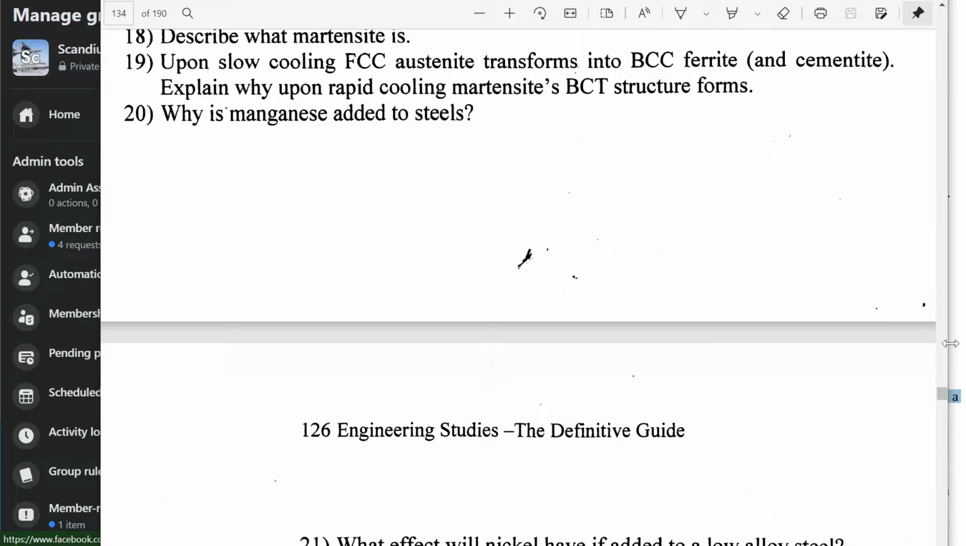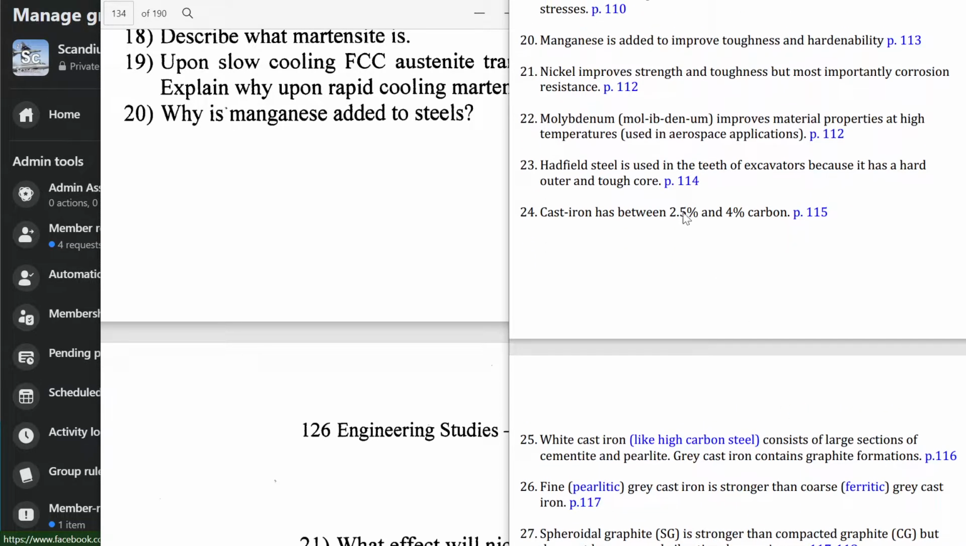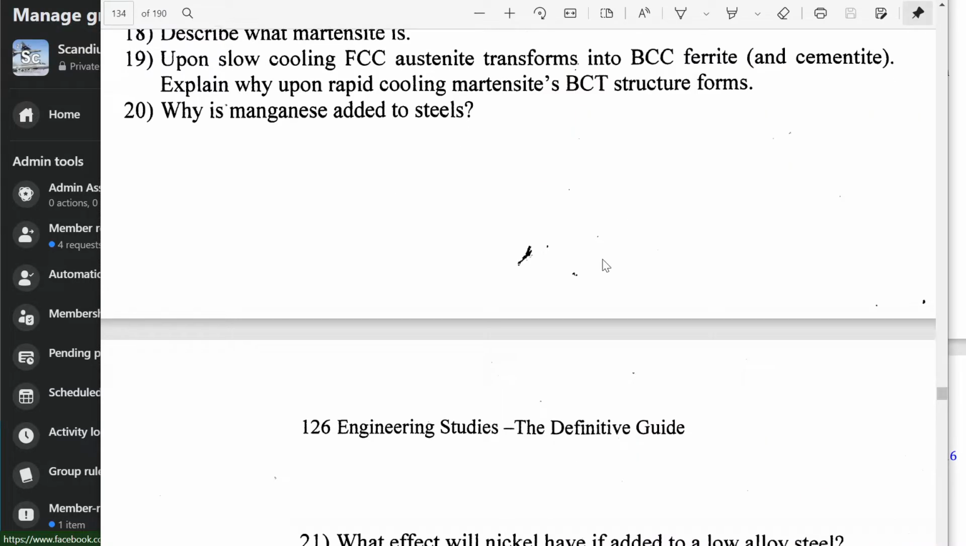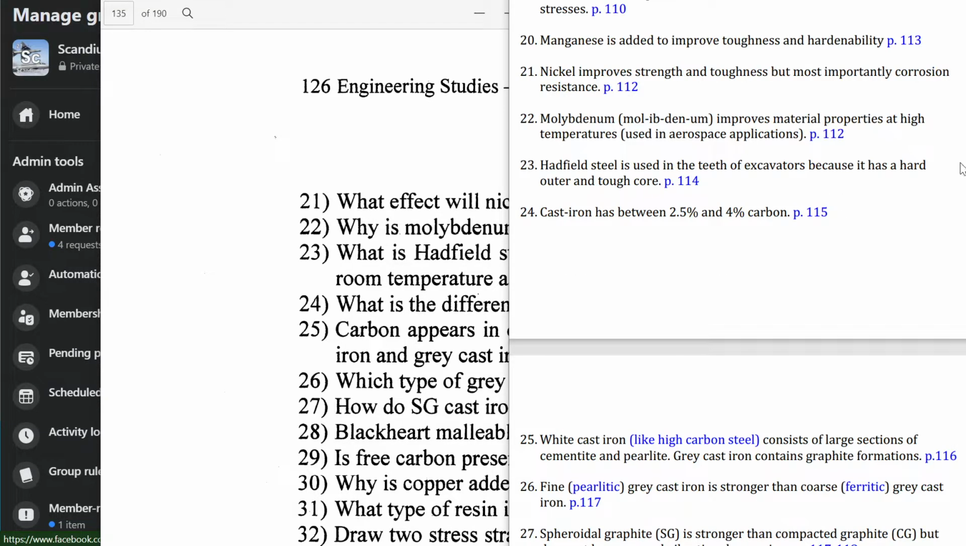Why is manganese added to steels? I'm going to tell you that these sorts of alloy additives, I'm not going to include, again because I just don't see them enough. Toughness and hardenability. Okay. Why is nickel added? Corrosion resistance. Why is molybdenum added to nickel chromium steels? I'm pretty sure it's hardness. Improves material properties at high temperatures, used in aerospace applications.